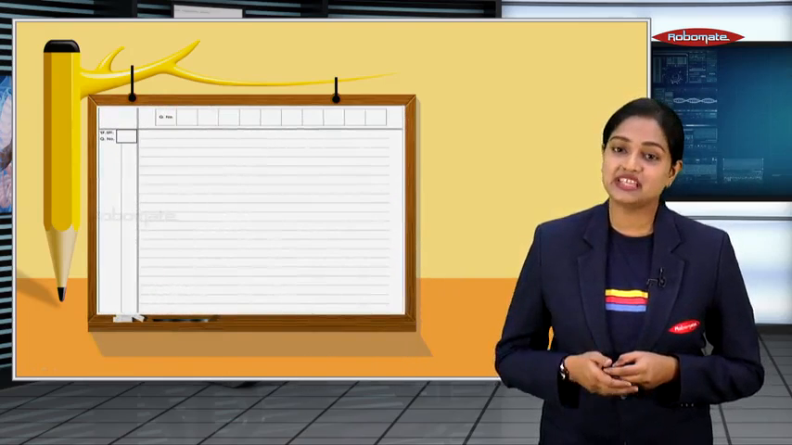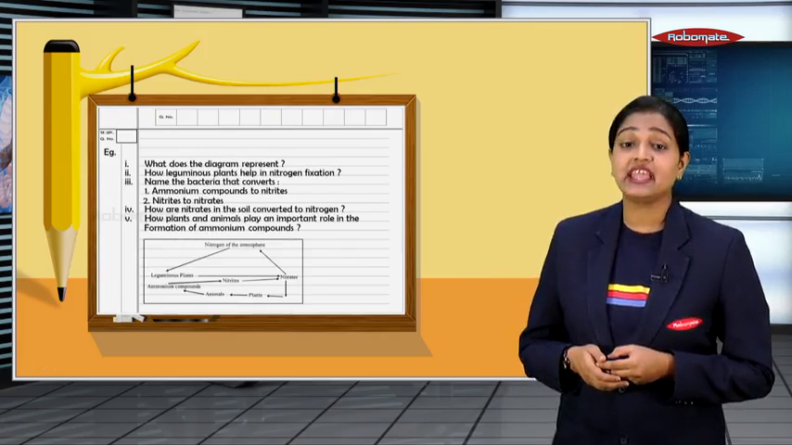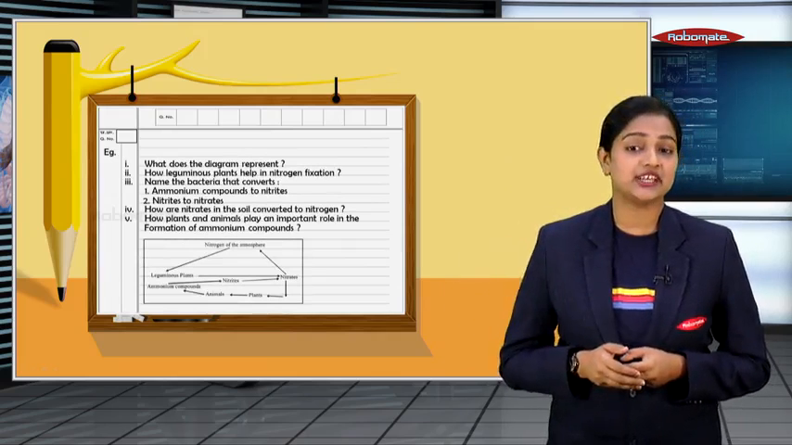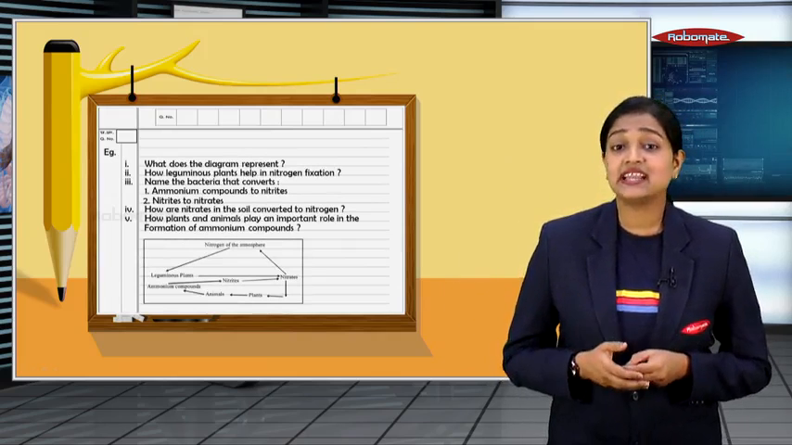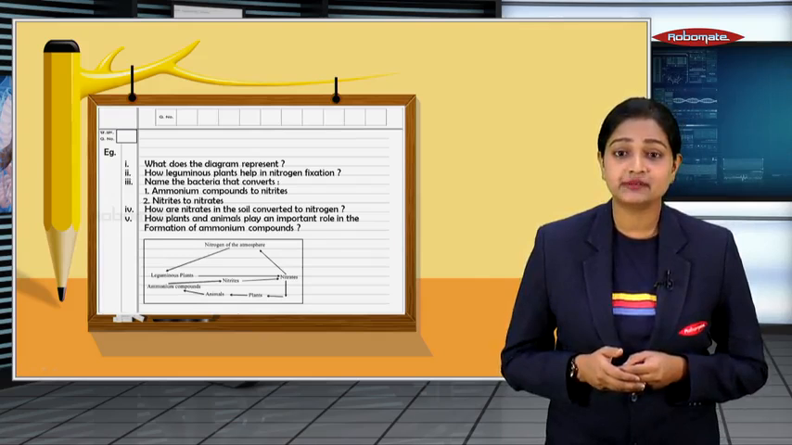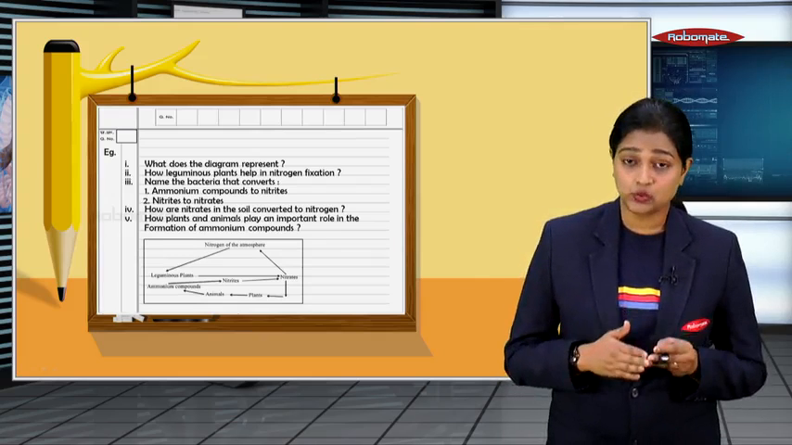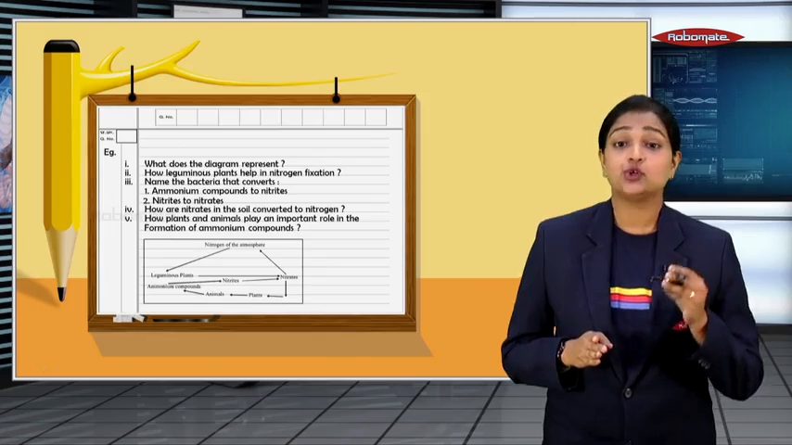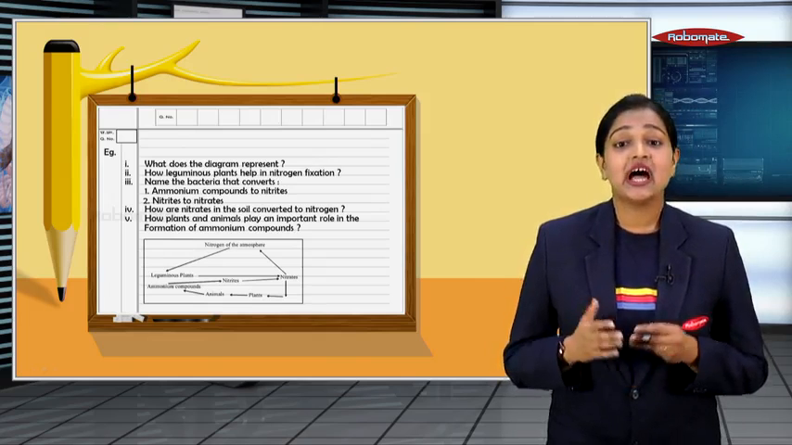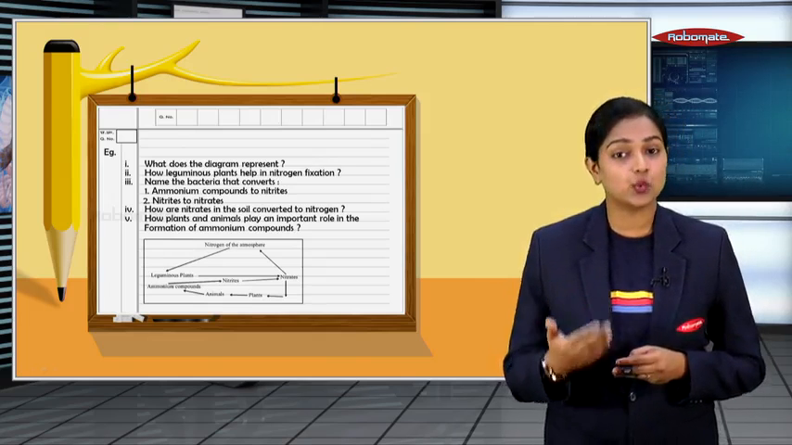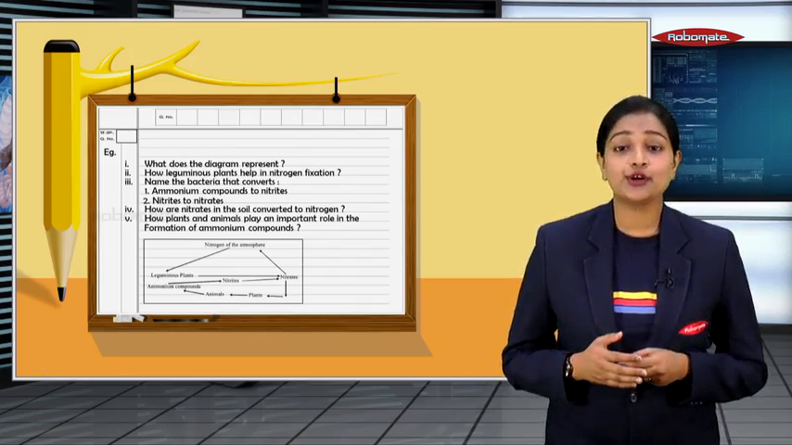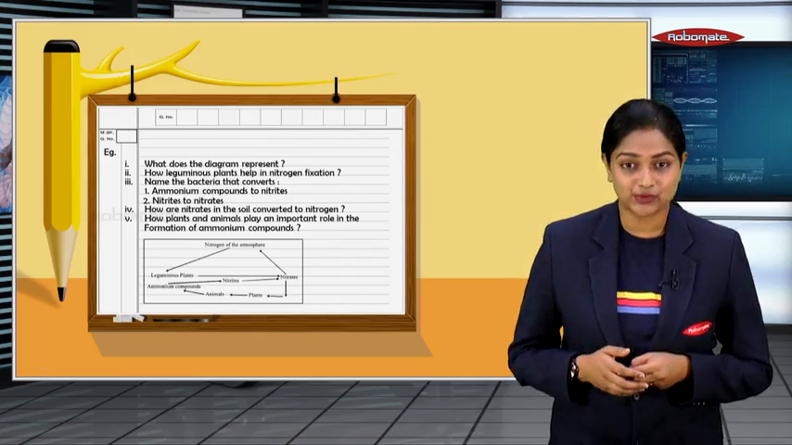Now let us see what diagram is given. Over here in this question, they have asked the nitrogen cycle. Now let us see what are the questions associated with it. First, what does the diagram represent? Second, how do leguminous plants help in nitrogen fixation? Third, name the bacteria that convert first ammonium compounds to nitrite and second nitrites to nitrate. Next question, how are the nitrates in the soil converted into nitrogen? How do plants and animals play a very important role in the formation of ammonium compounds?